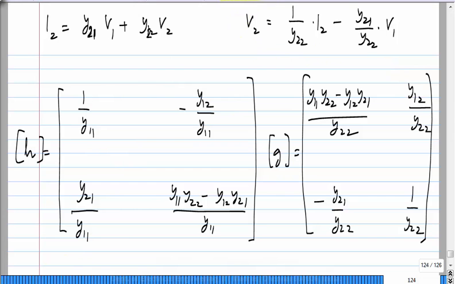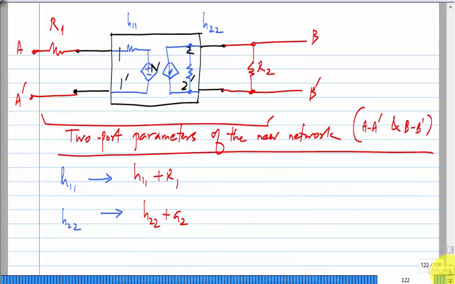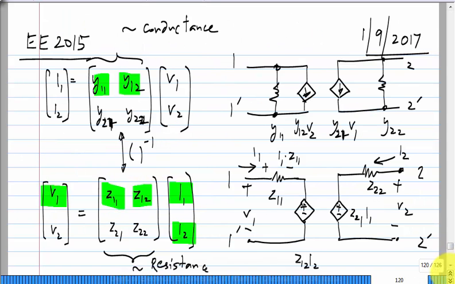Now there is one more interesting thing here. So let's say Y12 is 0. So what does it mean? If this is 0, that means that V2, the voltage connected to the second port, has no influence on I1, the current that is flowing through port 1.